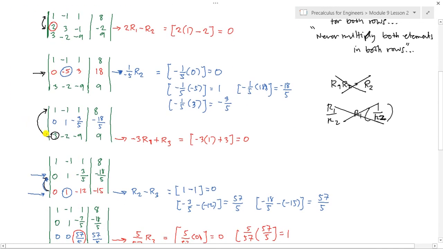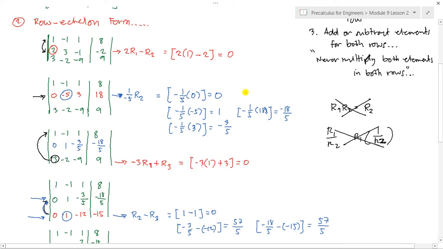If you make a 0 in the first column, automatically refer to row 1. Second column, automatically refer to row 2. Third column, automatically refer to row 3. Fourth column, and so on and so forth. And if you want to have a 1 in your row, just take the reciprocal. That's it. Did you understand?